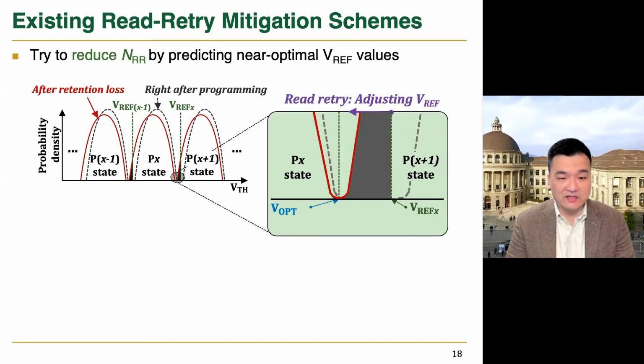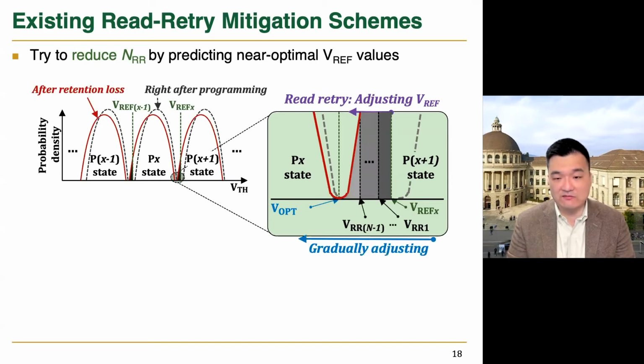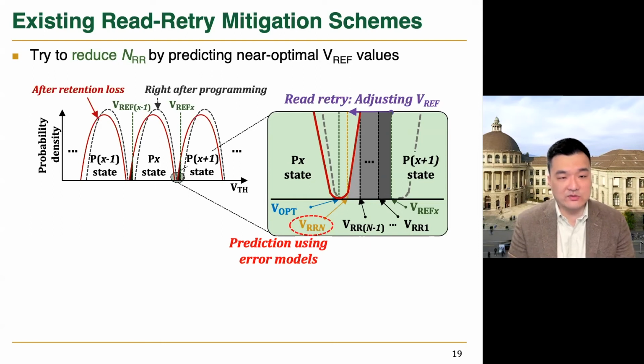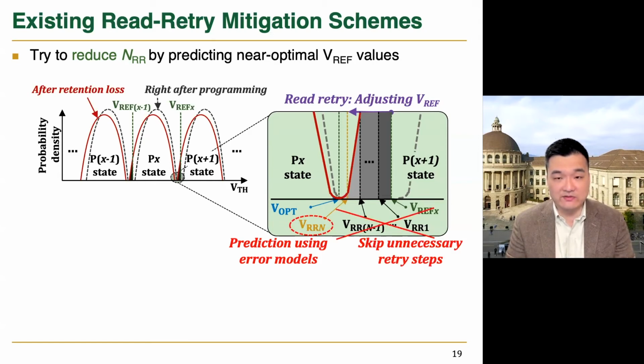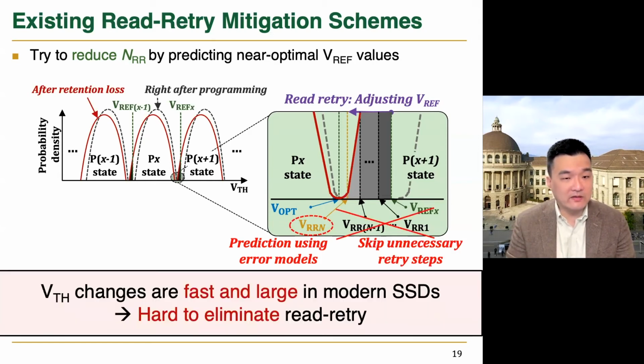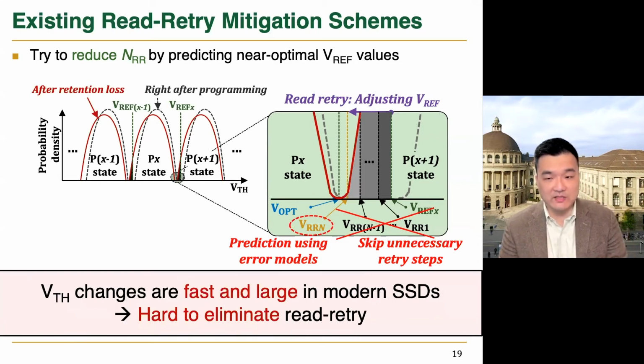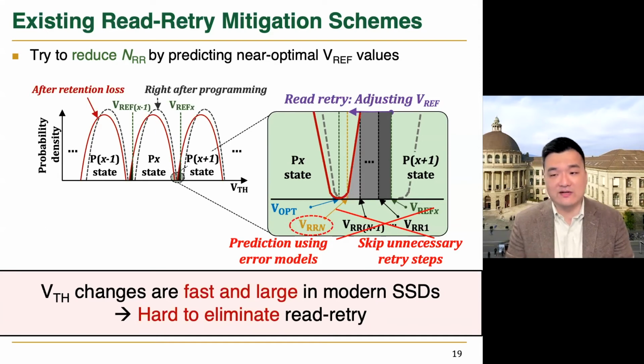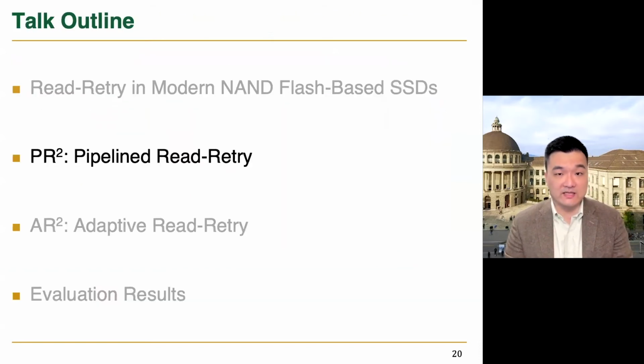The basic read-retry mechanism gradually adjusts the read reference voltage until it finds ones close to the optimal values. Prior work attempts to predict near-optimal read reference voltage based on error models, which allows us to skip unnecessary retry steps. However, the threshold voltage states quickly and significantly change over time in modern NAND flash memory, so read-retry is a fundamental problem that is hard to completely eliminate. Next, I will present our first technique.